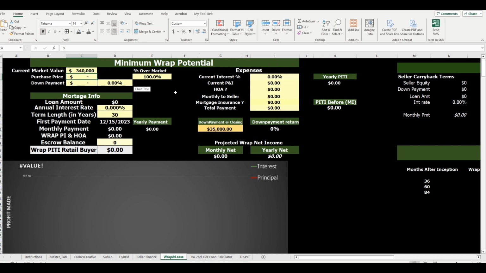Now, when I'm thinking about doing a wrap, I am going to up my purchase price. You have two options on a wrap. You can up the purchase price, you can up the interest rate, or you could do a combination of both. And if you're not familiar with a wraparound mortgage, it's essentially you are selling the property to a retail buyer on seller finance.